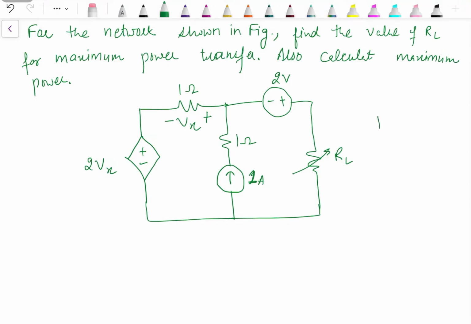So in order to calculate RL, which is equal to RTH, we need to find out open circuit voltage and short circuit current, as RTH is given as VOC upon ISC. So VTH is same as VOC. So let's find out VOC first, followed by short circuit current.